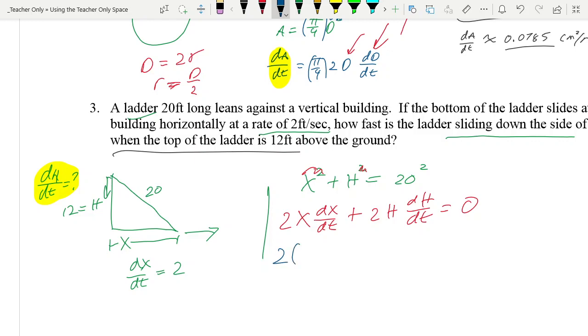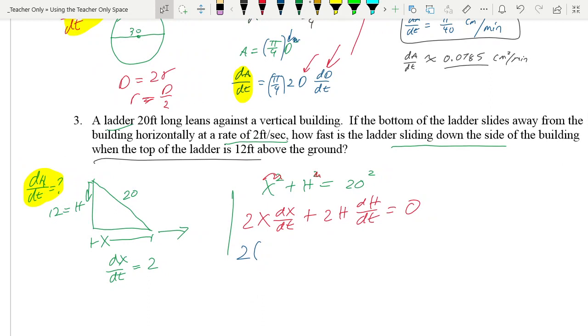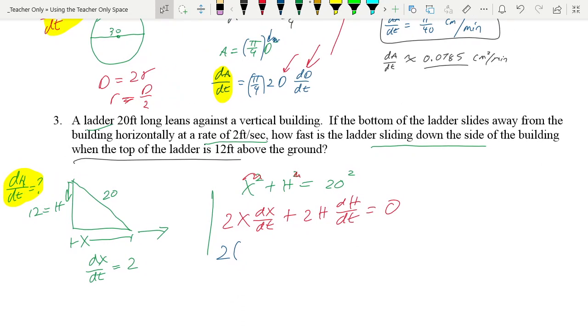2, do I know what x is? Did they tell me the distance that the ladder is from the wall, from the building to the ladder? And they don't. They don't tell us. Okay, we would have filled it in otherwise. So we'll leave that there for a second.